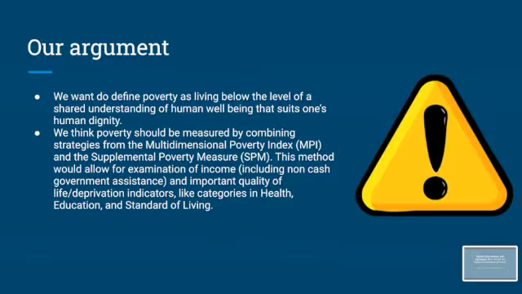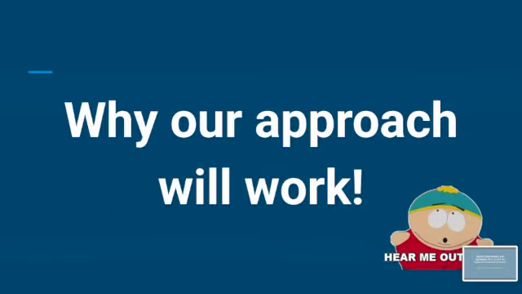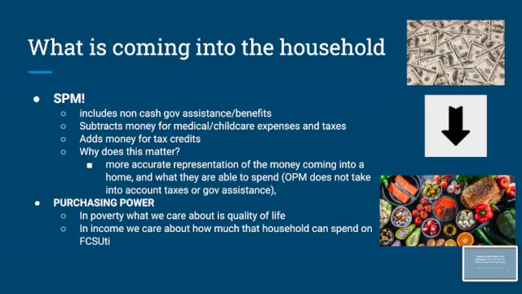Okay, so first, for our subtopics, we wanted to talk about what's coming into the household. And yes, that's income, but like we mentioned earlier, it's also non-cash government assistance and benefits. So this is where we think the SPM is really beneficial. What the SPM does is that it also subtracts money used for medical and childcare expenses and then taxes as well, which the OPM does not do. It also adds money for tax credits if applicable.